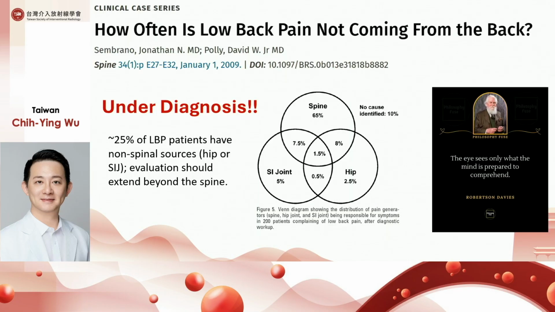Low back pain is almost the most common complaint in neurosurgery, orthopedic, and rehabilitation outpatient clinics. But not all low back pain comes from the spine. About 25% of low back pain comes from the hip or SI joint pain. Especially, SI joint pain is usually underdiagnosed.